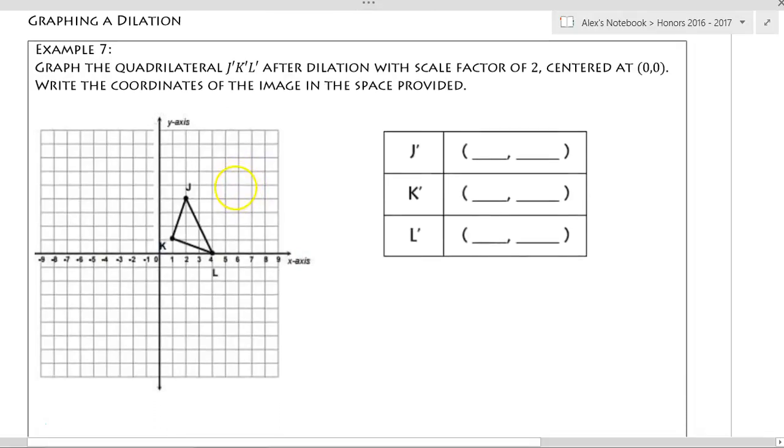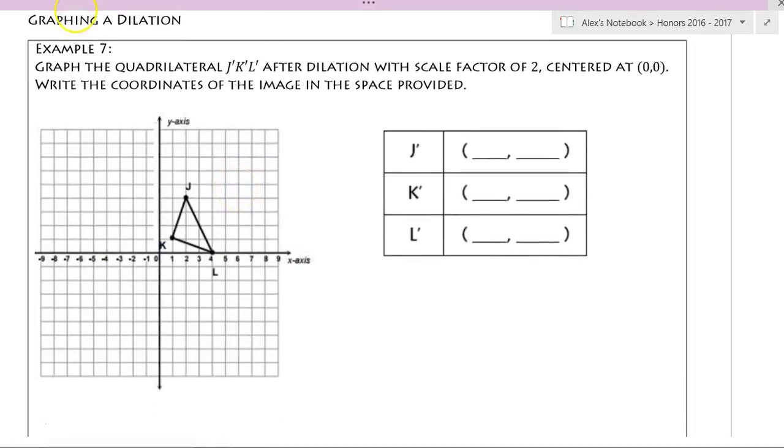So let's look at example 7. Sometimes we'll have to graph a dilation. So looking at what it says, graph the quadrilateral J prime, K prime, L prime. So that's our new image after we've dilated it with a scale factor of 2, centered at 0, 0. Write the coordinates of the image in the space provided. Okay? So I'm going to put where our center is. Our center is at 0, 0. So we're kind of using the same thing in reverse as what we did last time.